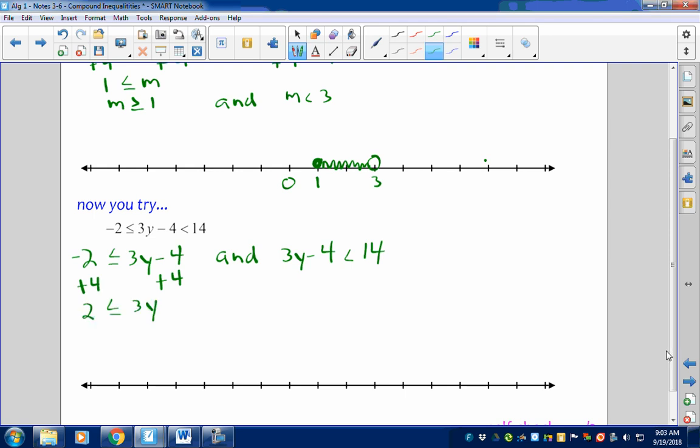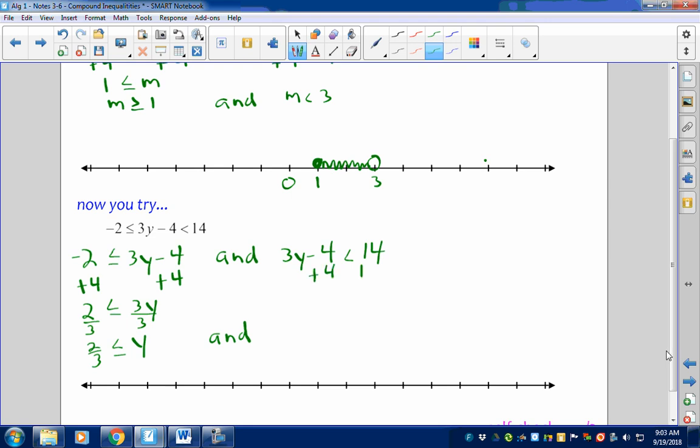Don't panic because 3 doesn't go into 2 evenly. It's okay. So I've got 2/3 is less than or equal to y. Or from y's perspective, y is greater than or equal to 2/3, or bigger than 2/3.